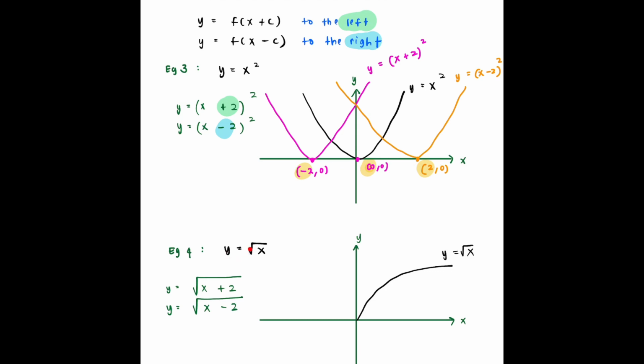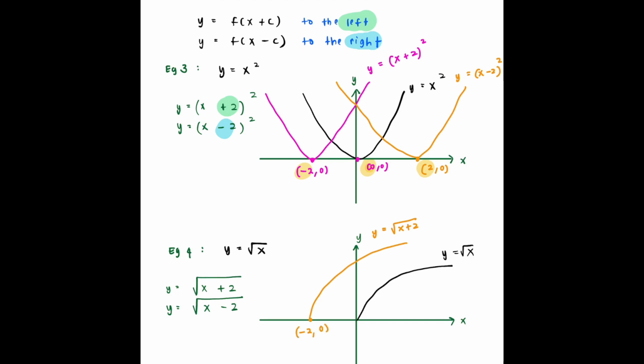Okay, second example, y equals square root of x. What happens to the graph if you have square root of x plus 2? So your graph will be moving to your left side. Okay, this is your new graph, y equals square root of (x + 2). The point here is (−2, 0).